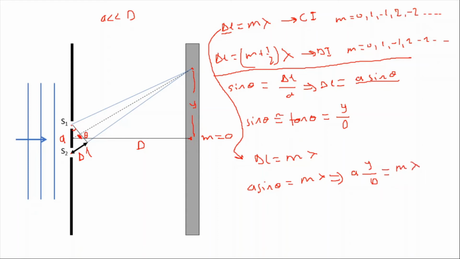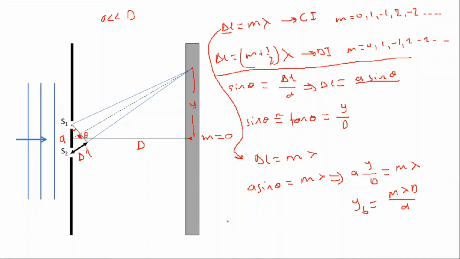So m lambda is for constructive interference and it is for a bright point. That's why y for bright interference, y bright, is going to be equal to m lambda d over a. I rearranged this formula and called the y, if this is a bright point, y bright, going to be equal to this one.